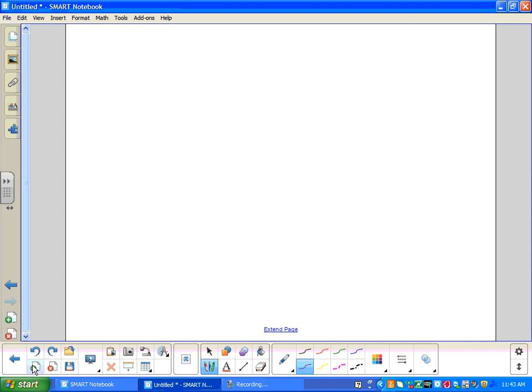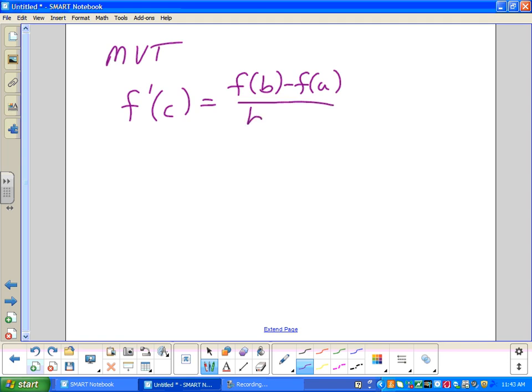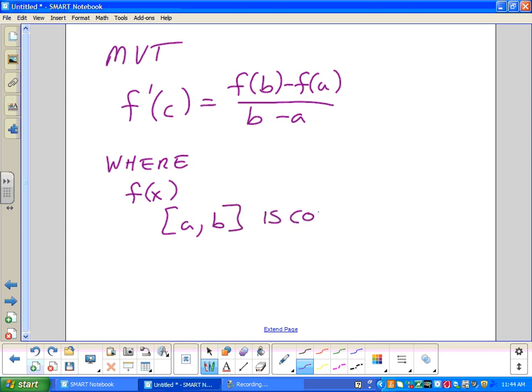So now we can write some rules. Mean value theorem, which often is abbreviated MVT, is when the instantaneous rate of change is equal to the average rate of change on a function where f of x, the function, is continuous on A to B and is differentiable on A to B, not including A and B, because the functions I've drawn weren't differentiable on the endpoints.